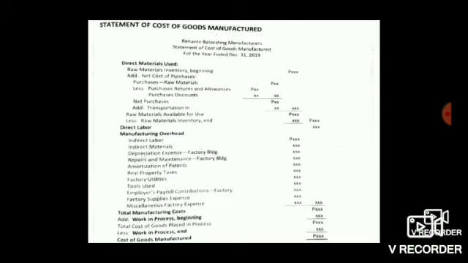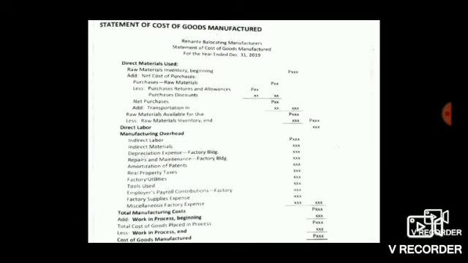yung net purchases. Then, if may mga additional katulad ng transportation, i-add lang natin ito sa net purchases. Tapos, yung beginning inventory natin is i-add din natin doon sa total ng net purchases tsaka transportation para makuha natin yung raw materials available for use. Then after that, ibabawas natin yung raw materials inventory, end.